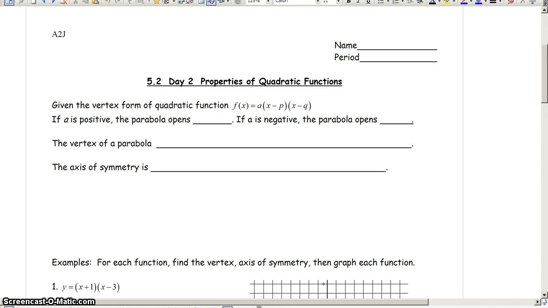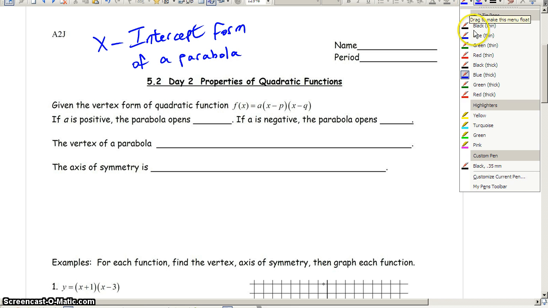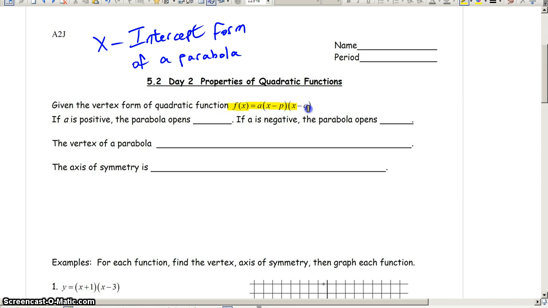Okay, day 2 of section 5.2. Today we're going to be working with the intercept form, the x-intercept form at that, of a parabola. And it's really the same basic concept that we've been doing. We're going to be graphing parabolas, but I'm sure you can see at the very top of the notes here, this is looking considerably different.